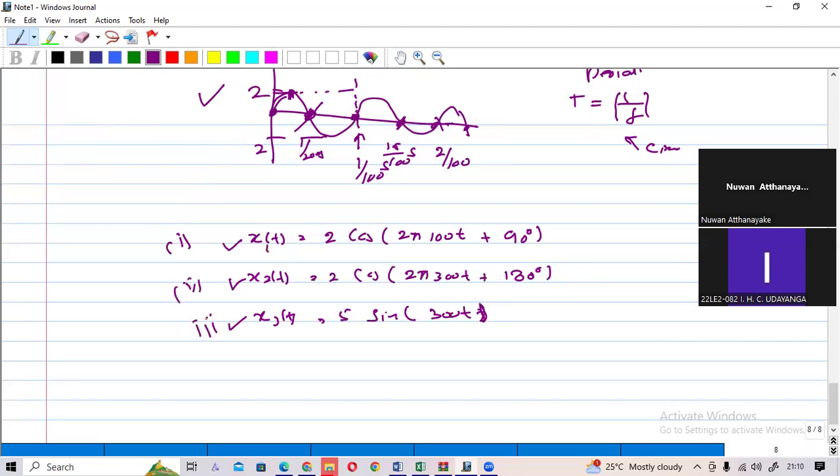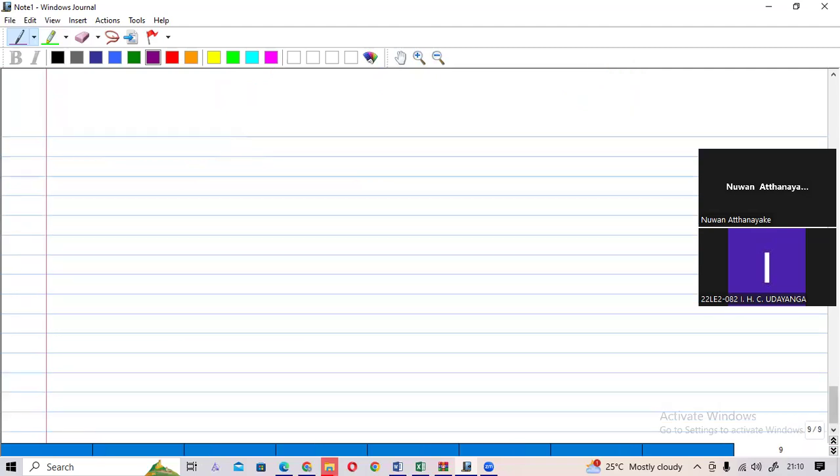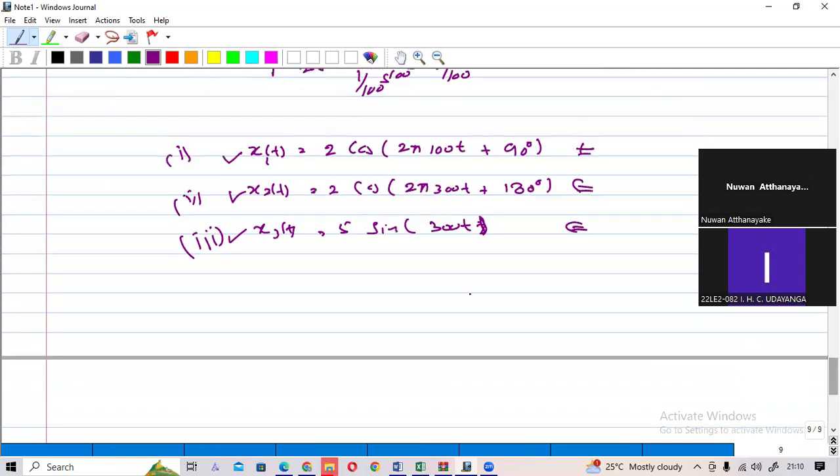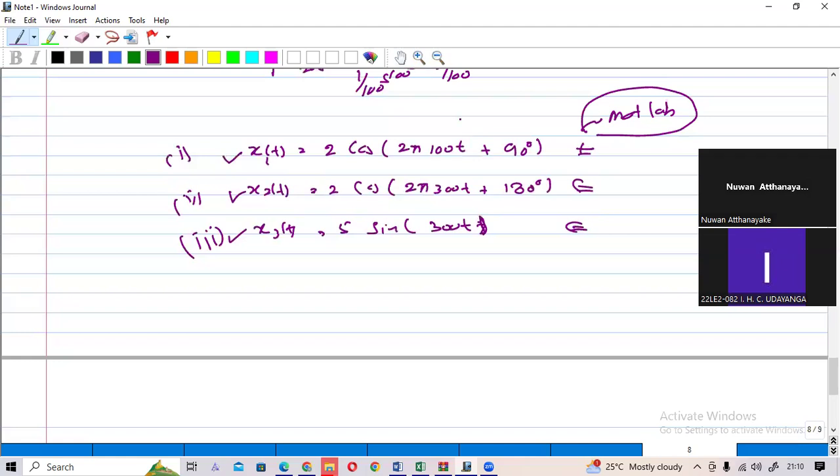Try to draw these three signals. If you have any problem, please ask me. Maybe you can draw this and send it to me through WhatsApp. Then I can check it and tell you whether it is correct or not. Or you can use MATLAB. You can draw this by hand and, using MATLAB, verify whether you drew it correctly or not.